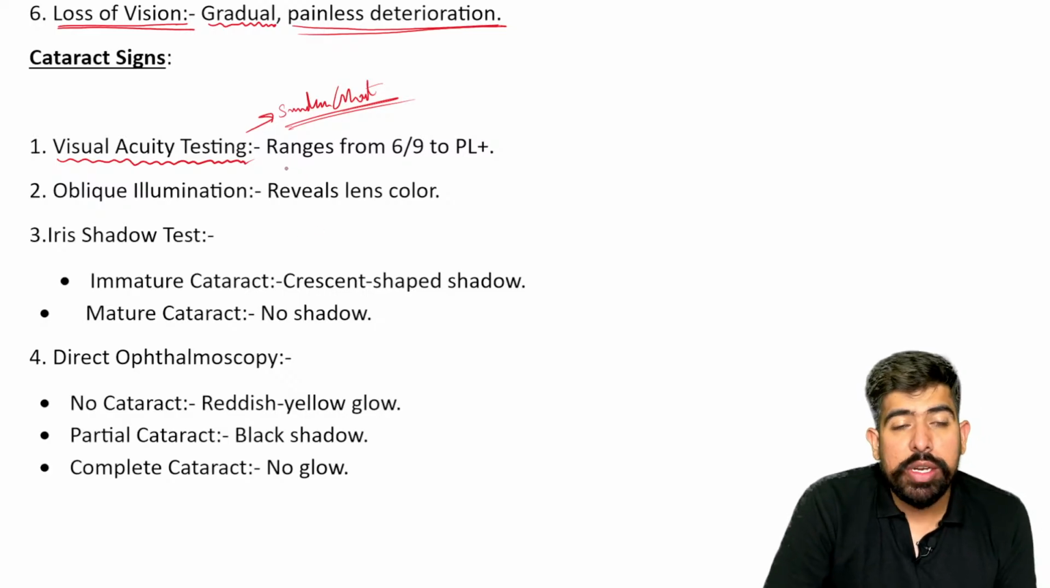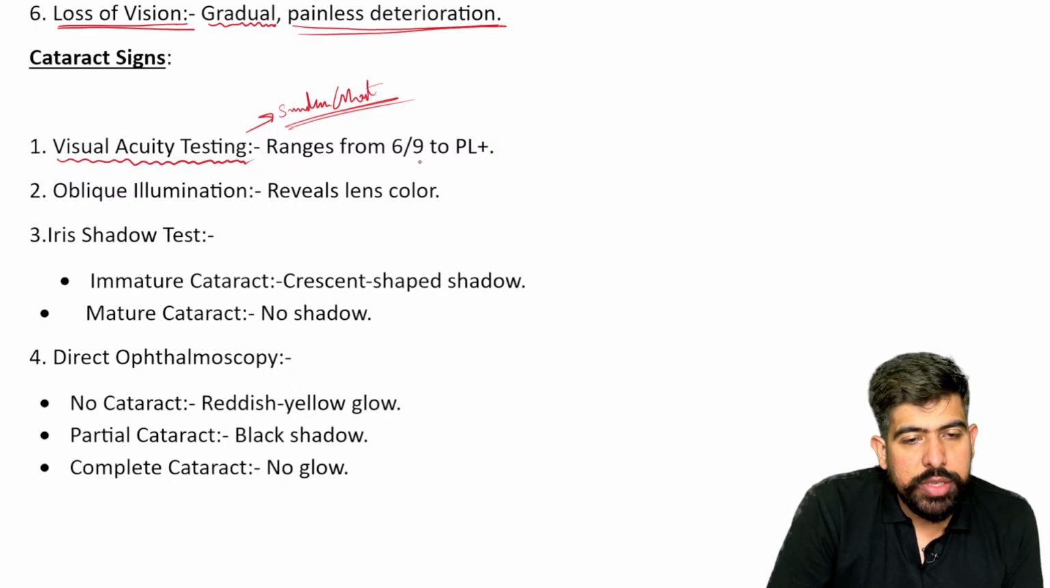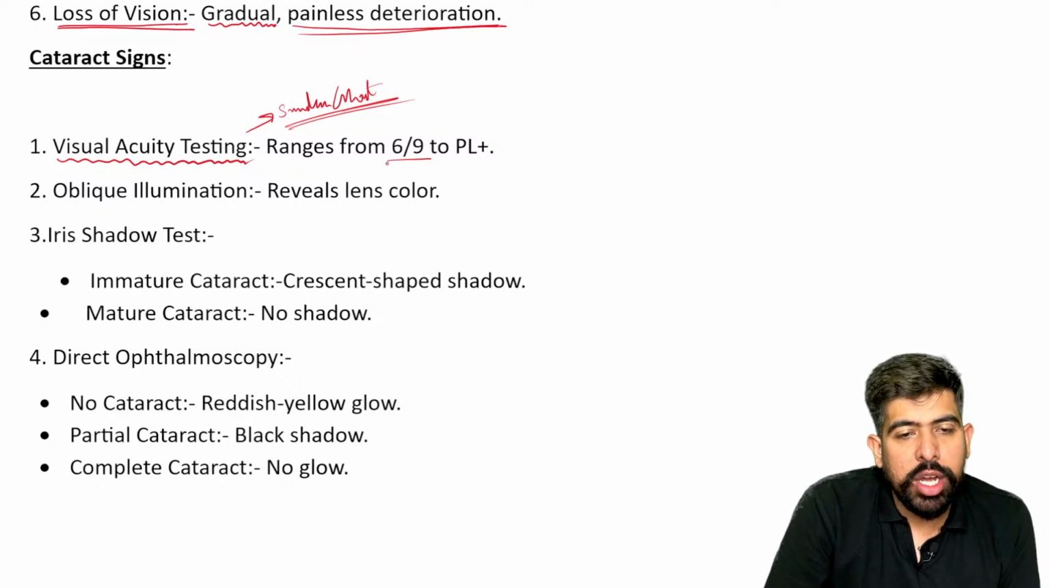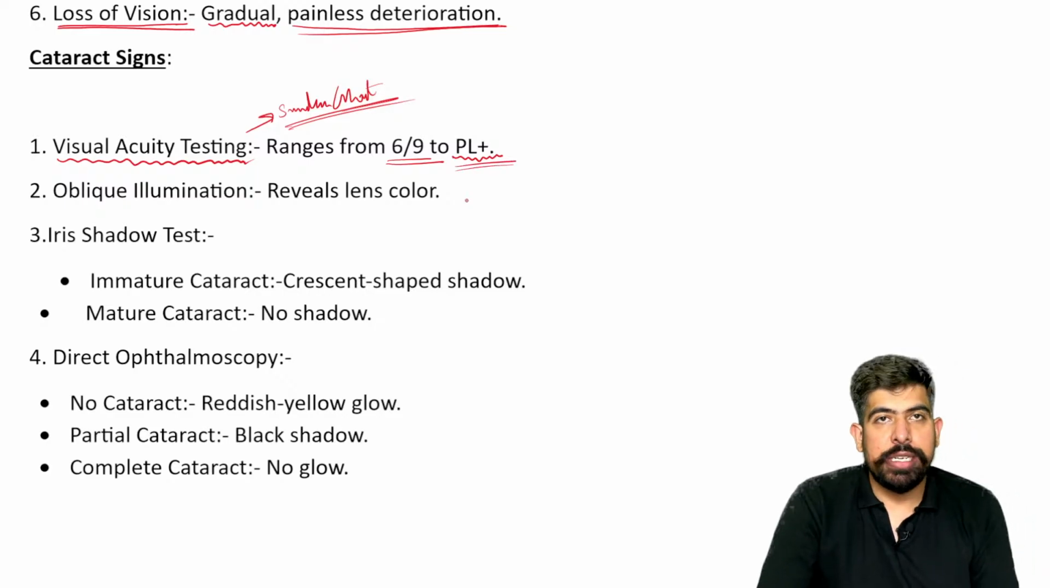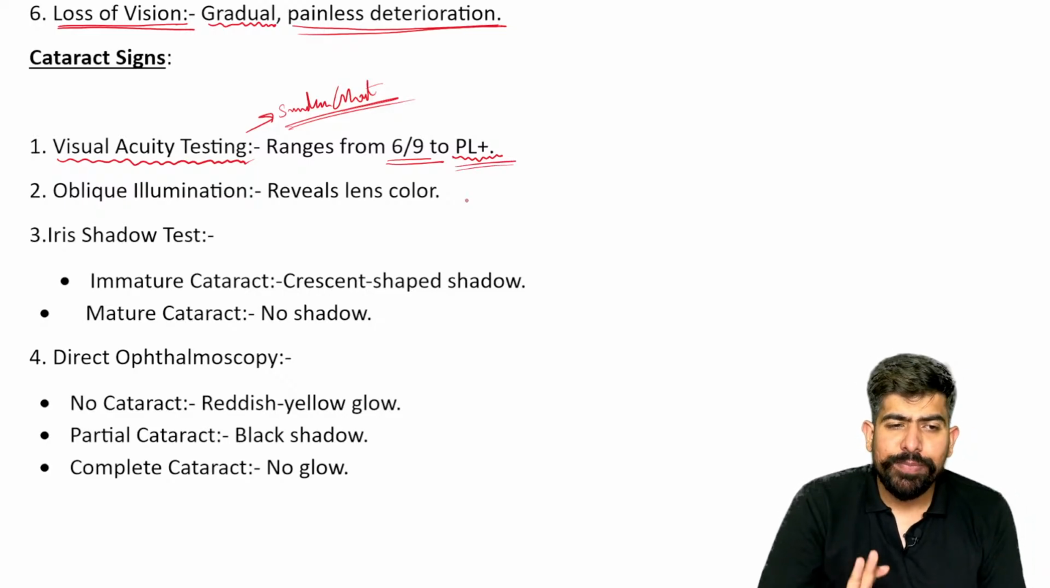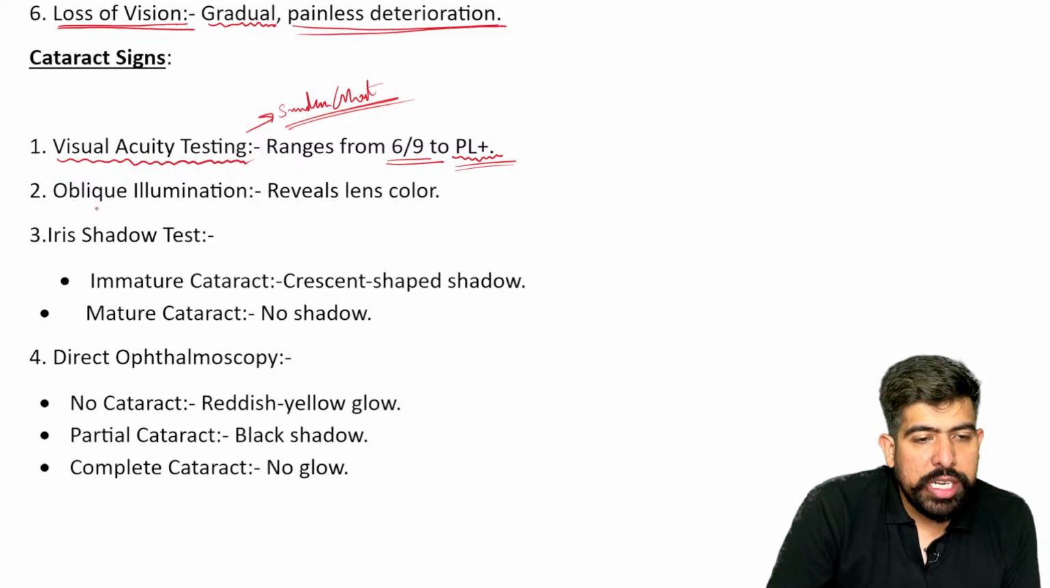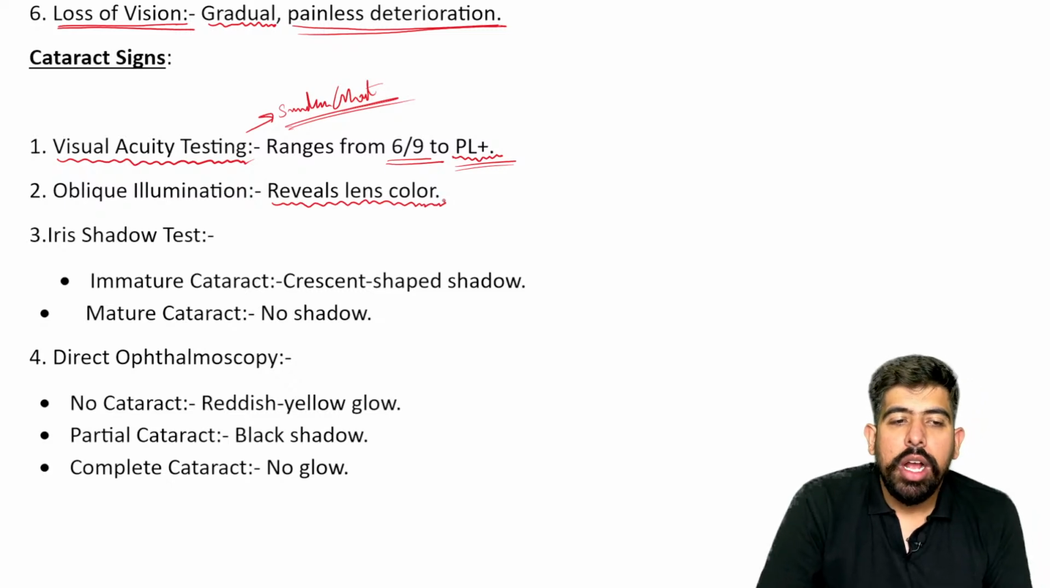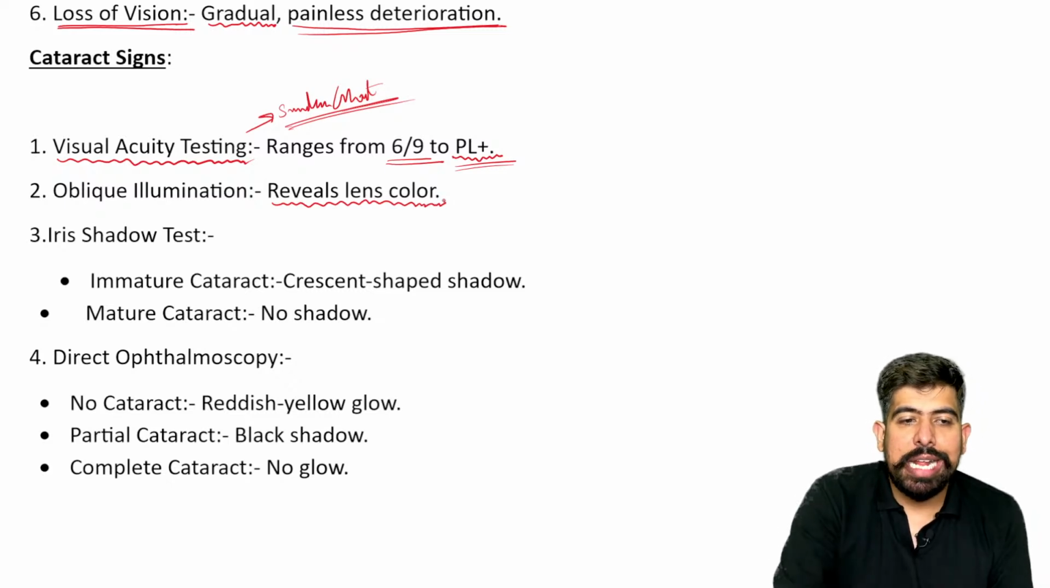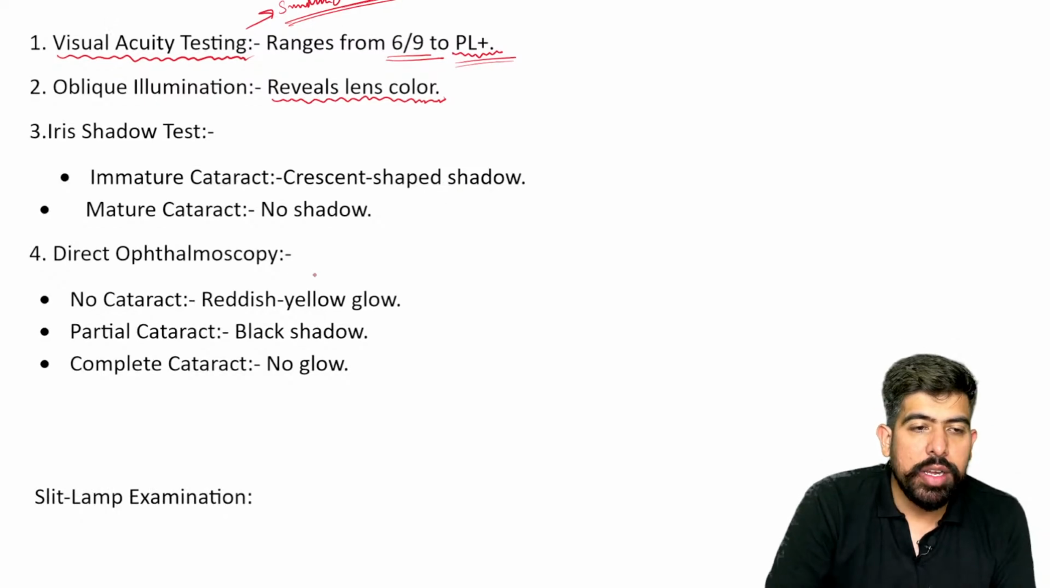In the visual acuity of this patient, the acuity will range from 9/6 to projection of light present. All right, so this will be the visual acuity testing. Also, there is oblique illumination, which reveals the lens color, that is, which part of the lens is giving the coloration.